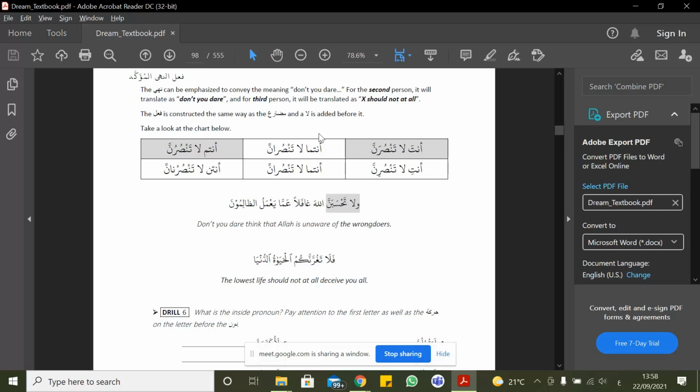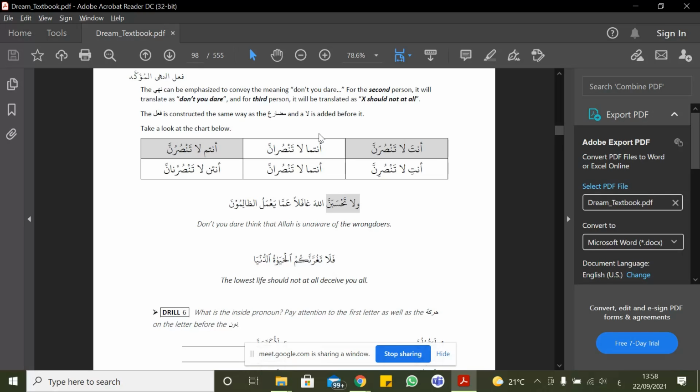Okay. Yeah. So now you say. Oh, okay, I understand. The lowest life, they should not at all deceive you all. Okay. See how the translation comes into being? Yeah, I can see that.